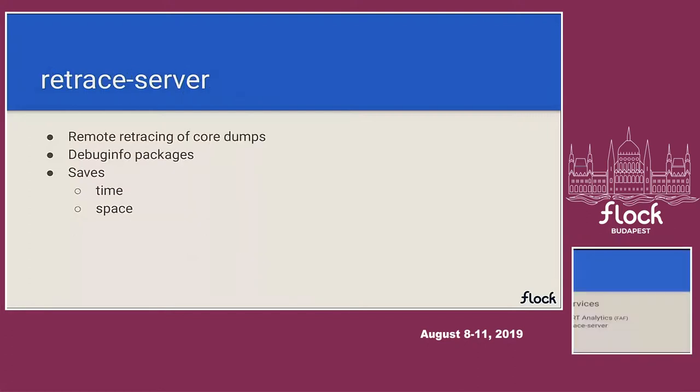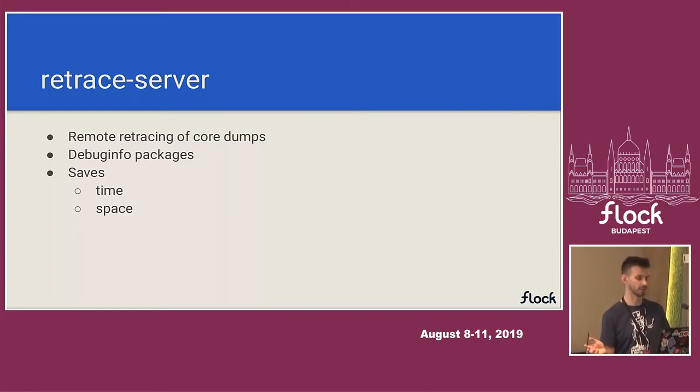And let's continue. Then we have the retrace server. The retrace server provides remote retracing of core dumps. Usually when something crashes and it creates a core dump, the core dump contains just pointers to memory and it's not really human readable. If you want to make it human readable, you have to download a lot of debug packages, and it's not just for your application, but also the dependencies. So you have a huge amount of data that you have to download and find. The retrace server tries to solve this by allowing you to send the core dump to our server, which processes it and sends you back the backtrace in human readable format. So it should save you time. You don't have to look for these different packages, and it should also save you space on your system, because these debug info packages are usually huge.